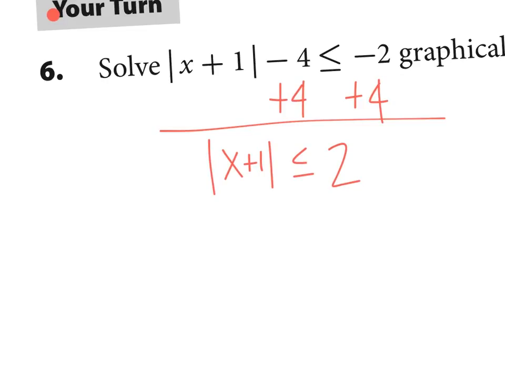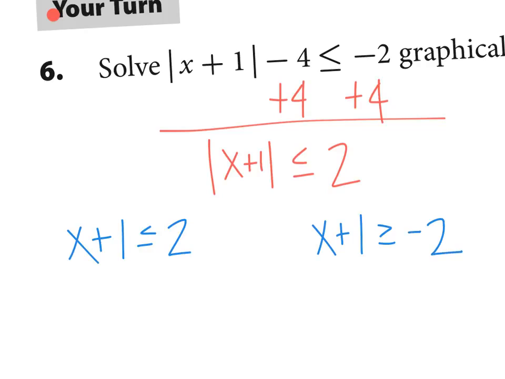So the absolute value of x plus 1 is less than or equal to positive 2. Okay, so I have the absolute value symbol isolated. Now I need to do what? Split it into 2 equations or 2 inequalities. So the first one is going to be what? It'll still be less than or equal to 2. And then the second one would be greater than or equal to negative 2. So there's our 2 problems.